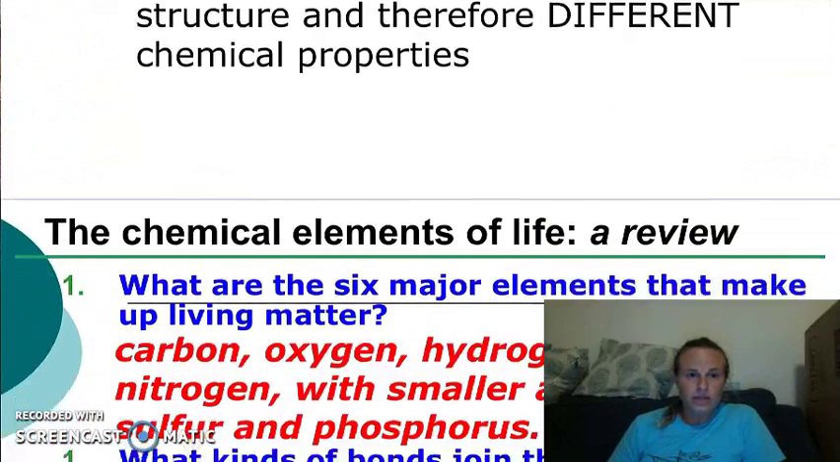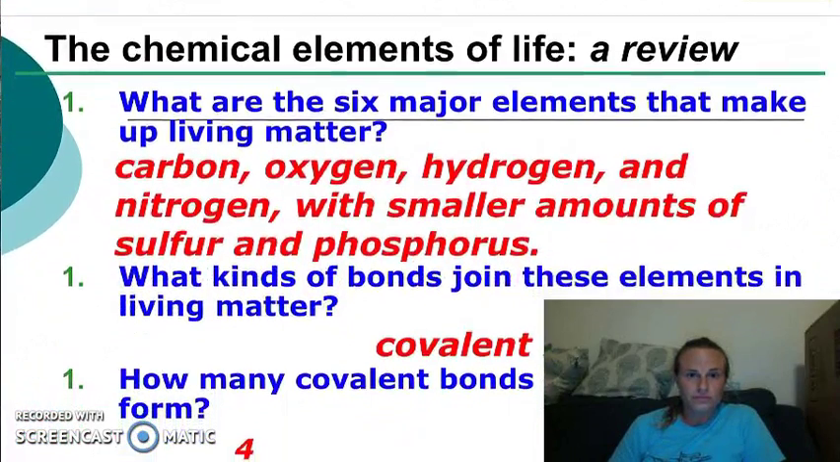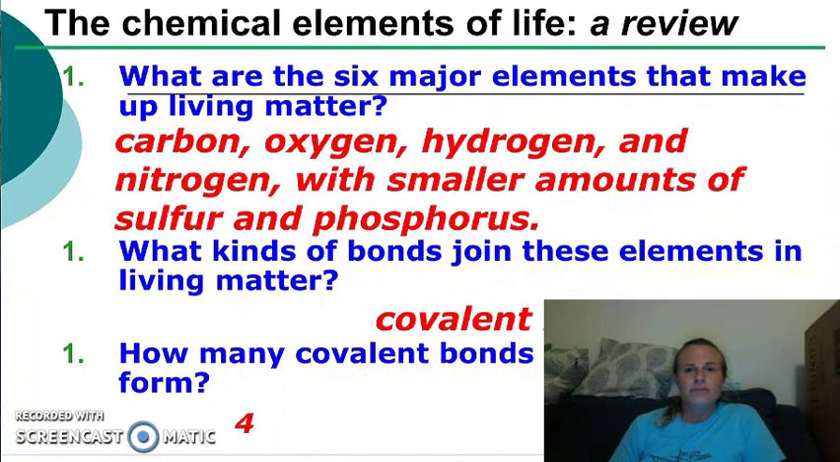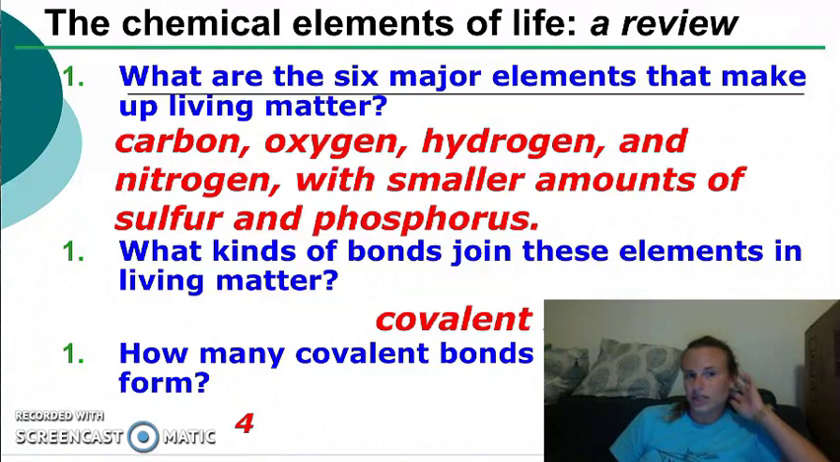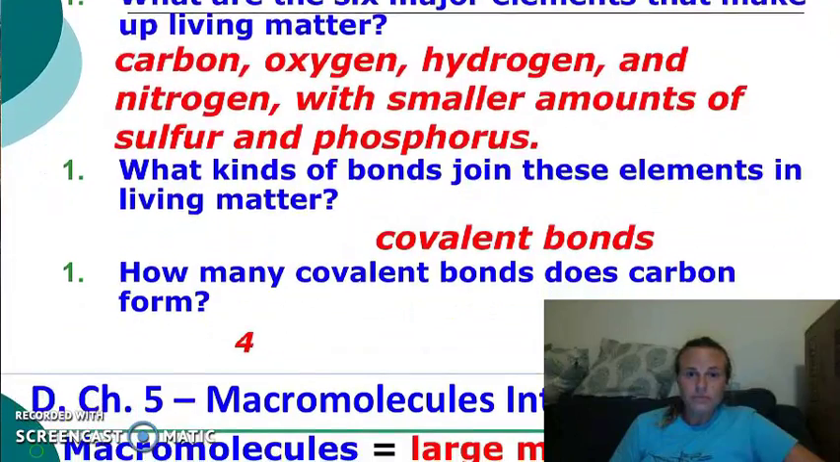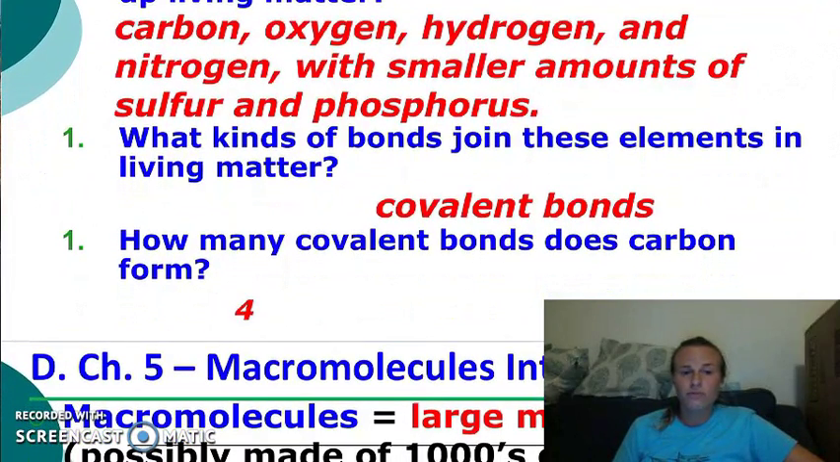So let's do a little review. What are the 6 major elements that make up living matter? Carbon, oxygen, hydrogen, and nitrogen. Smaller amounts of sulfur and phosphorus. What kind of bonds join these elements? Covalent bonds. And how many covalent bonds does carbon form? It's going to form 4.